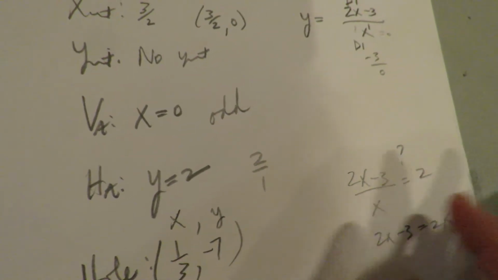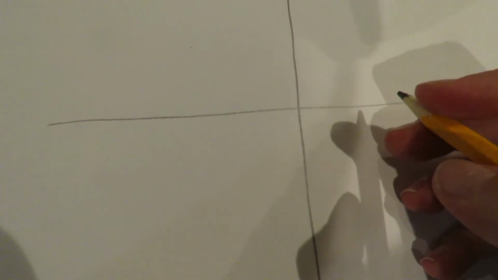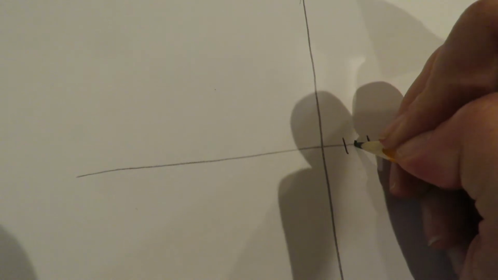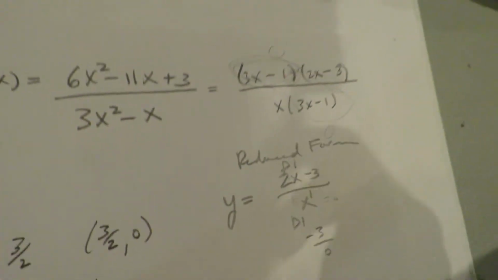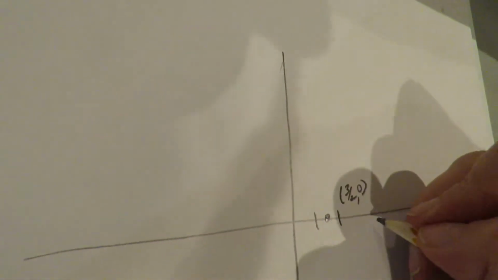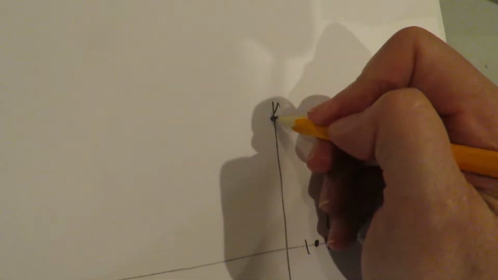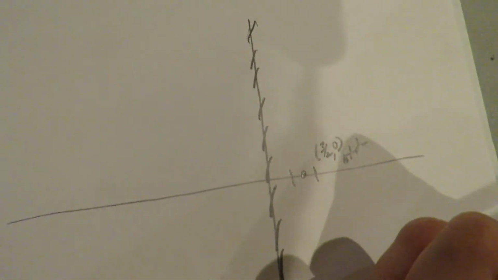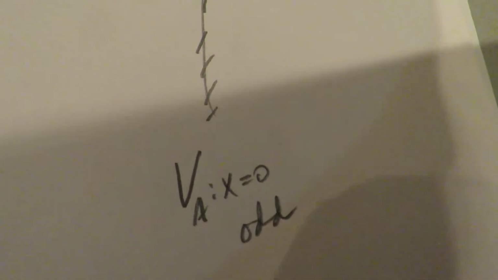Alright, let's draw that. So, x-intercept is 3 over 2, so 1.5. The x-intercept is 1.5, so that's 3 over 2 comma 0. And the x-intercept is going to be odd, because that's a first degree binomial. So this is odd. We have no y-intercept. You have a VA at 0, that's odd.